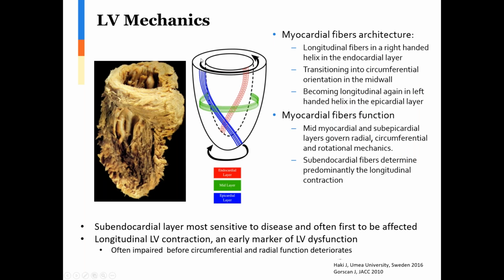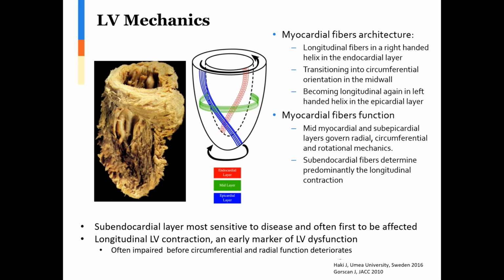Now, the mechanistic properties of the LV bear impact on the pathologic effect of various conditions on LV function. So briefly, the myofiber geometry consists of longitudinal fibers in a right-handed helix in the endocardial layer, transitioning into circumferential orientation in the midwall, then becoming longitudinal again in a left-handed helix in the epicardial layer.